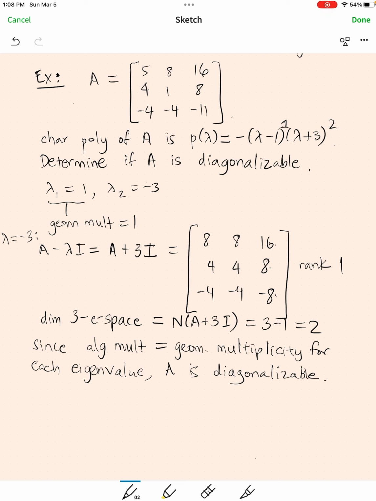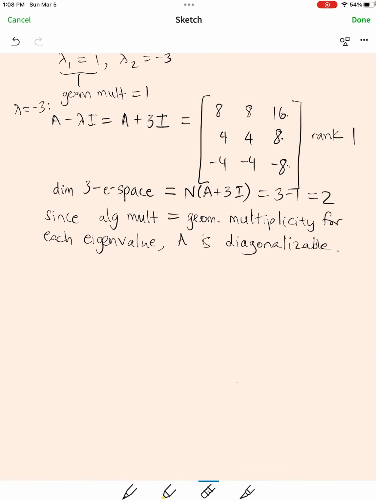Let's take a look at another example. So let's say you have this matrix A, which is 3, 3, 0, 0, 1, 3, 0, 0, 0, 4. So is this diagonalizable? Is A diagonalizable?